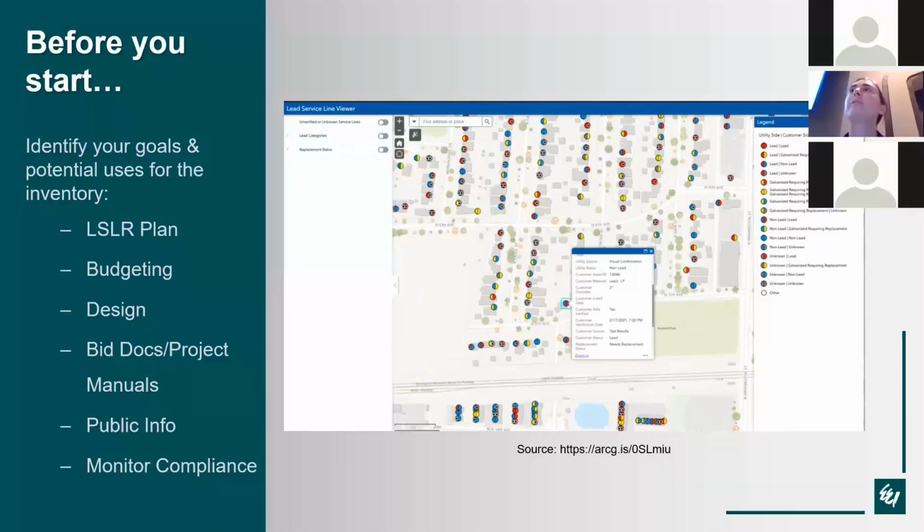Mike's presentation will talk about how this information is very valuable during design and construction. Most contractors like to have this information as part of the bid docs and the project manuals. Like I said, you'll need to post this information on your website, so it will be public information, and it's a great opportunity to inform your residents and keep them engaged. And then it's also important for monitoring your compliance and tracking your progress. So many communities choose to use an Esri database pictured here. It's great for interacting with contractors and clients and customers who can see what their materials are on the screen.